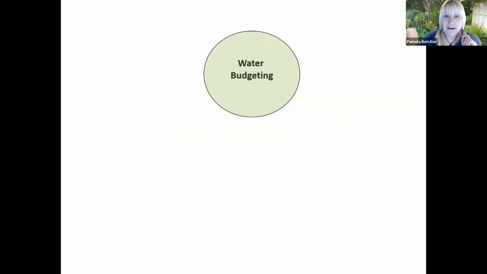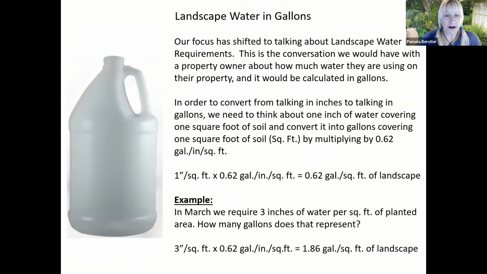And everything that we are going to talk about in water budgeting, you have seen before, because all of these formulas are things that we've talked about in irrigation scheduling. But now we're taking a twist. And the twist is that we're going to start to talk about water in the landscape as for the entire landscape, not just for a particular plant.